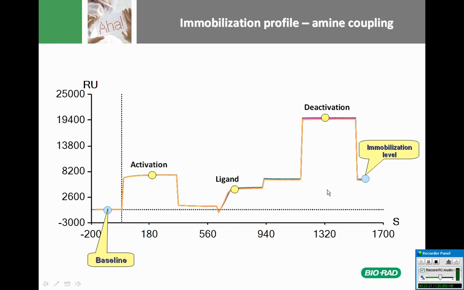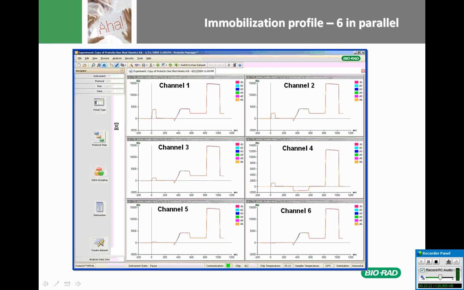So this is for one ligand on one channel, and in this slide you can see how it will look like on the instrument when you immobilize 6 different ligands on the 6 different channels. So here you can see the immobilization of ligand 1 on channel 1, and here the immobilization of ligand 2 on channel 2, and so on. So you do the immobilization of those 6 different ligands in parallel.